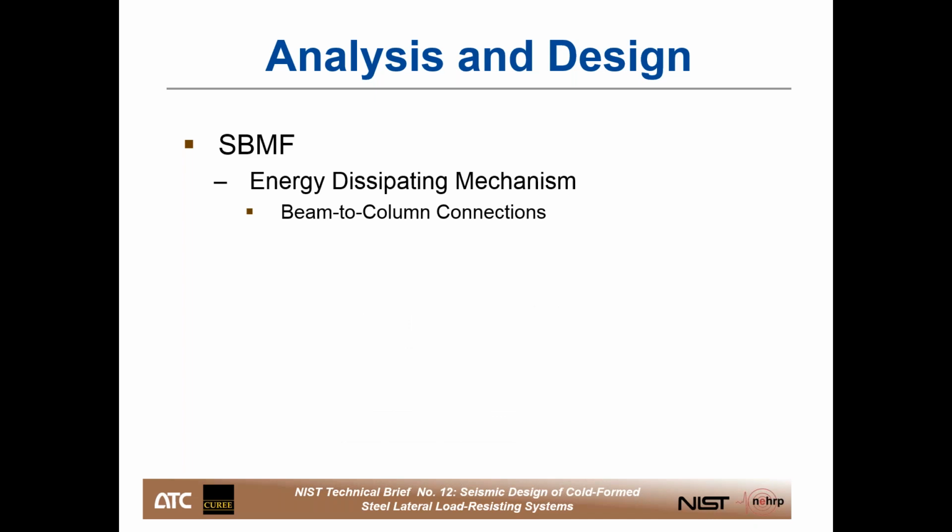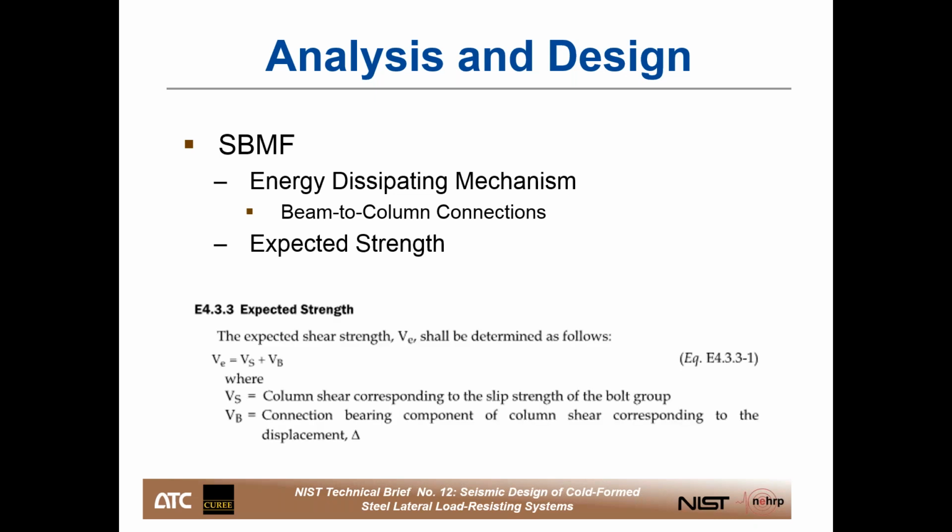And the designated energy dissipating mechanism in a special bolted moment frame is the bolted beam to column connection. So if you're familiar with these, or if you happen to get a good look at my last slide, these are made from tube steel columns with cold formed joists on each side that are bolted through. And it is that bolted connection that provides the energy dissipating mechanism. And the expected strength then is based on the combination of column shear corresponding to the slip strength of the bolt group and the connection bearing strength. So you've got VE, the expected strength, is based on those two terms, VS and VB.